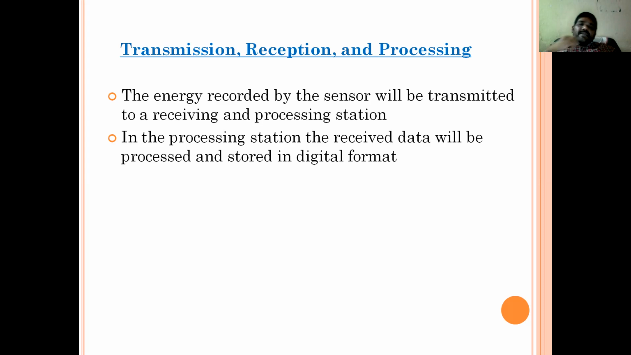What I'm saying is that the energy recorded by the sensors will be transmitted to the receiving and processing station. That is the first point. The second point is that in the processing station, the data will be processed and stored in a digital format. The image is in the form of digital format, and the digital format has to be decoded.